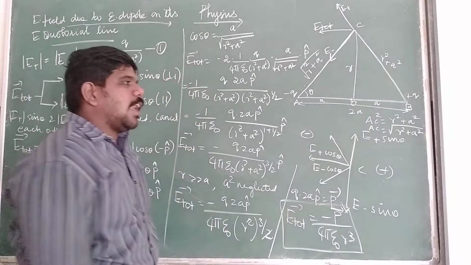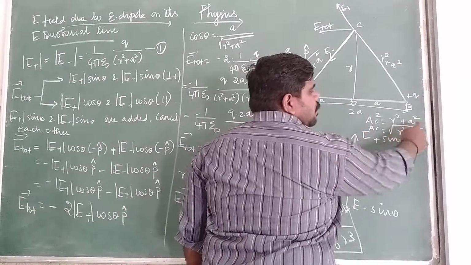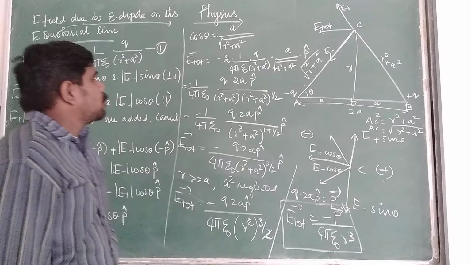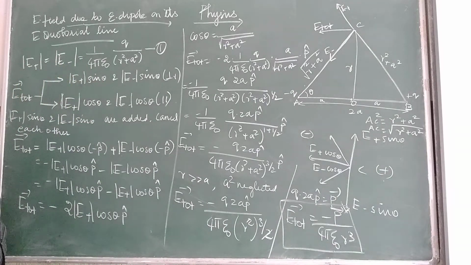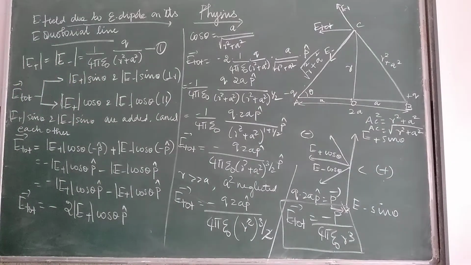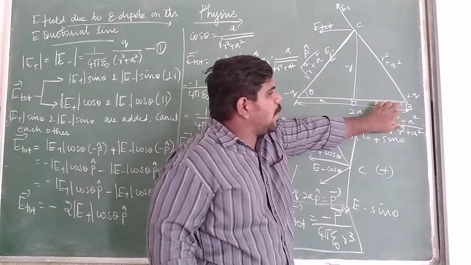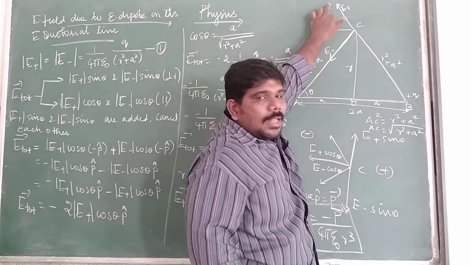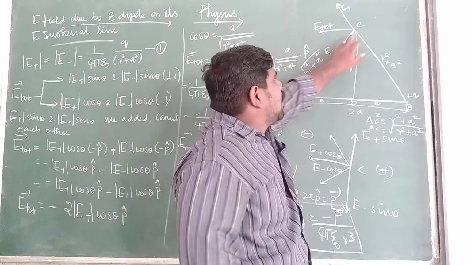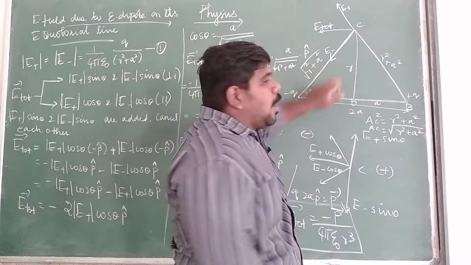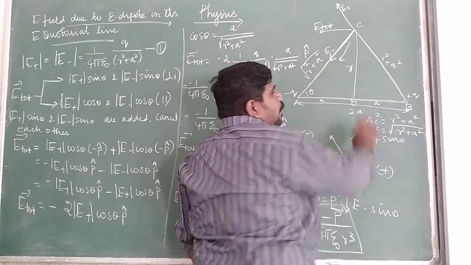The sum of the squares of the two sides is equal to the square of the hypotenuse, so you get R square plus A square. So 1 by 4 pi epsilon 0 q by R square plus A square. But the electric field due to the positive charge will be along BC and the electric field due to the negative charge along CA.